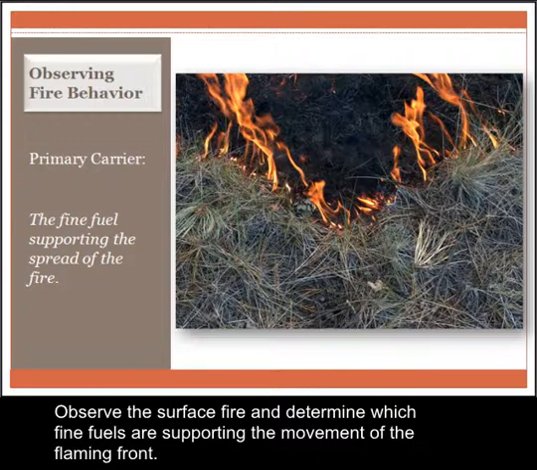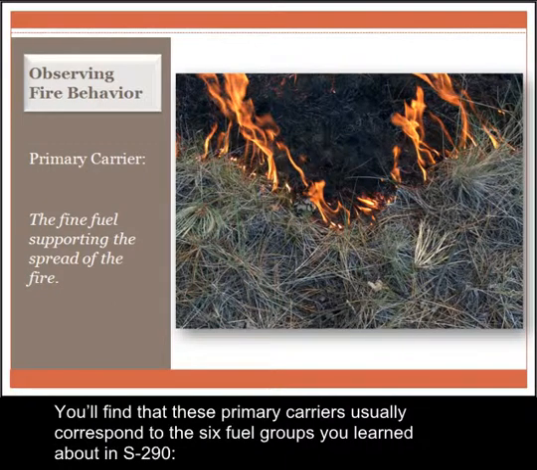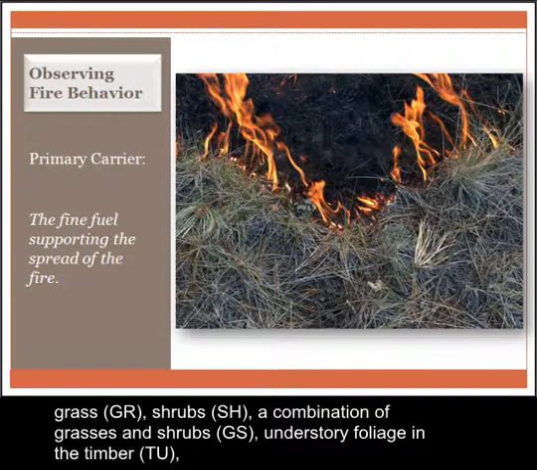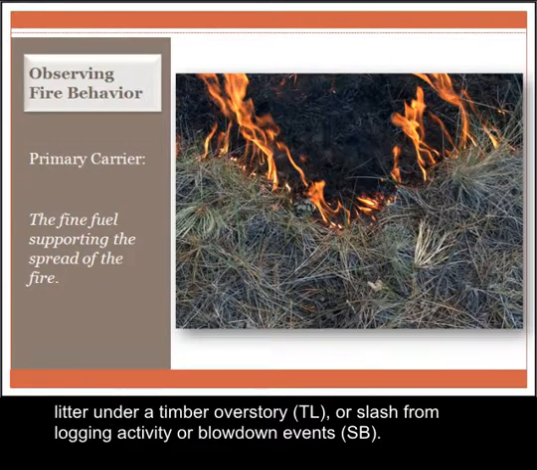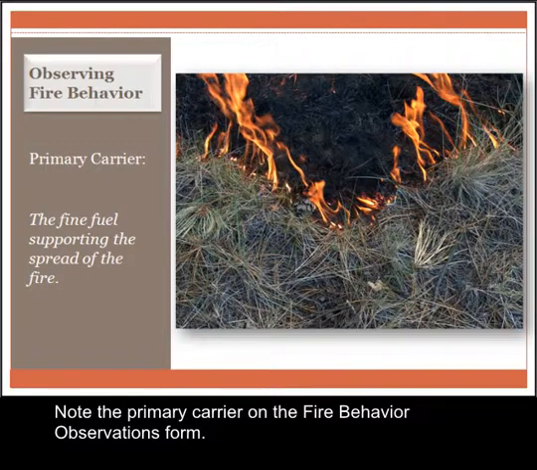Observe the surface fire and determine which fine fuels are supporting the movement of the flaming front. You'll find that these primary carriers usually correspond to the 6 fuel groups you learned about in S290. Grass, shrubs, a combination of grass and shrubs, understory foliage in the timber, litter under a timber overstory, or slash from logging activities or blowdown events. Note the primary carrier on the Fire Behavior Observations form.